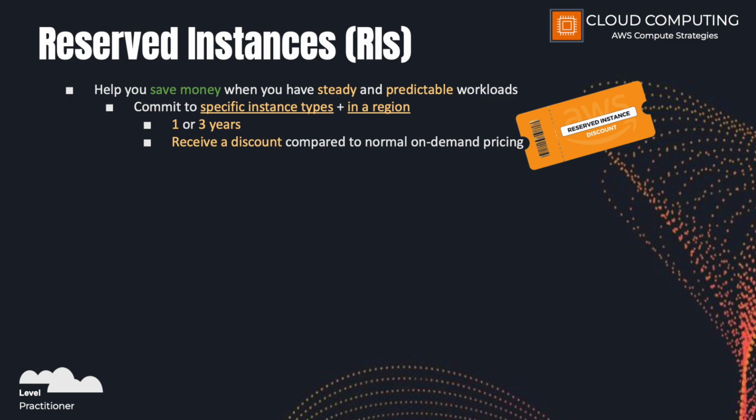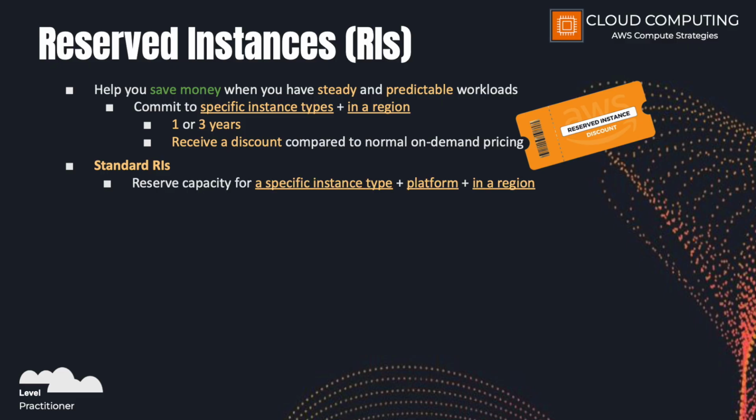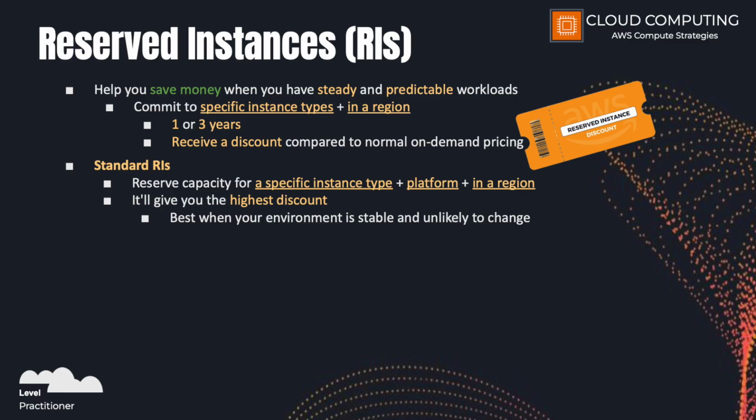There are 3 main types of reserved instances. The first one is standard RI. Standard reserved instances are the classic option. You reserve capacity for a specific instance type and platform in a region, and you get the highest discount. This is a good fit when you know your setup won't change much, like a long-running application server.